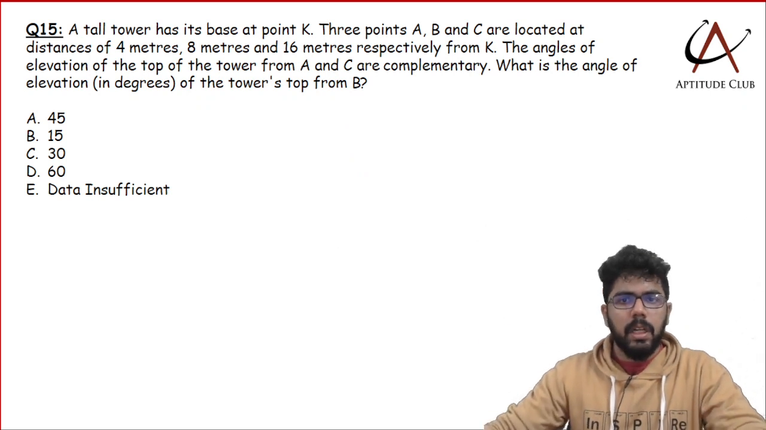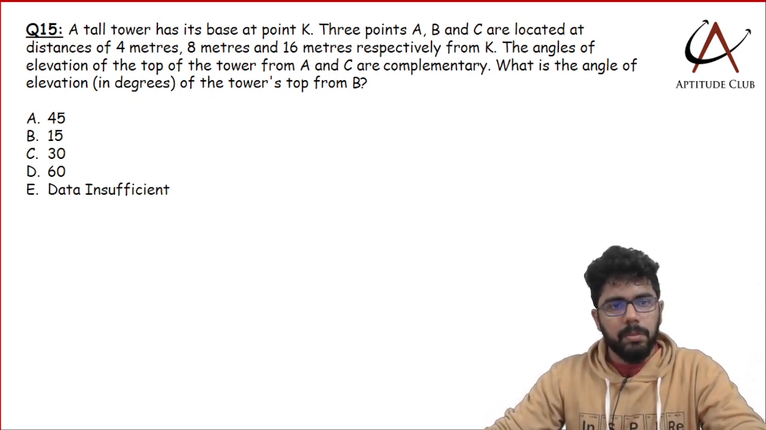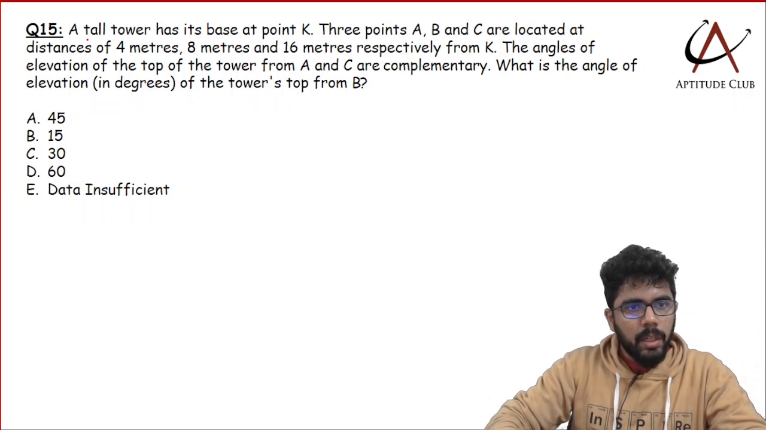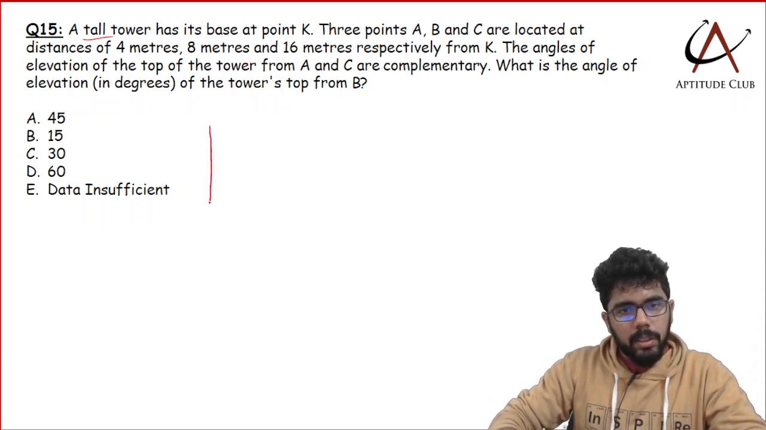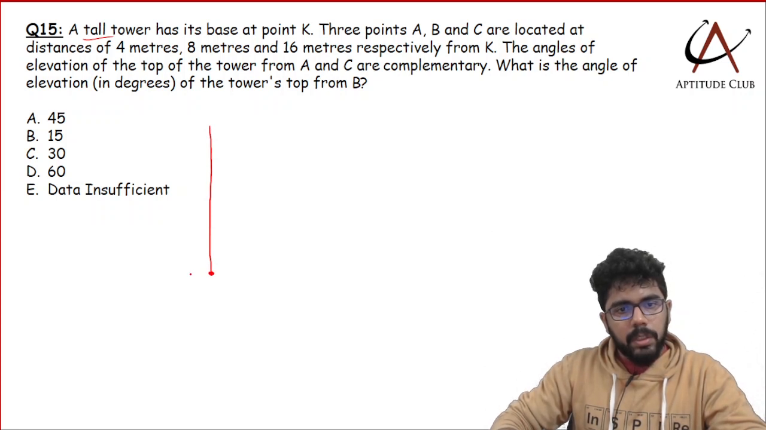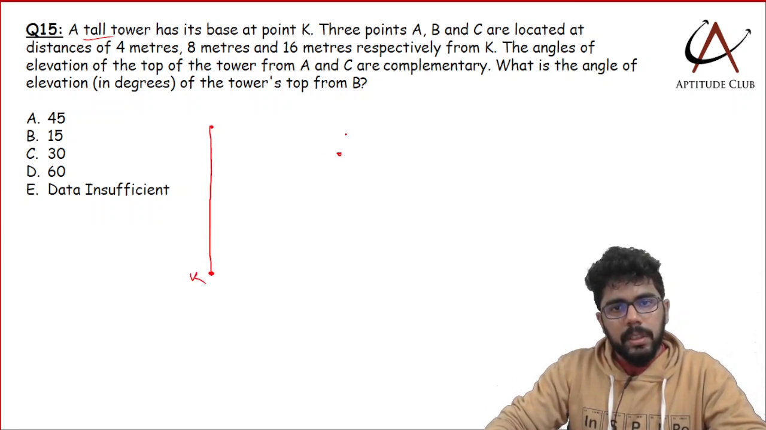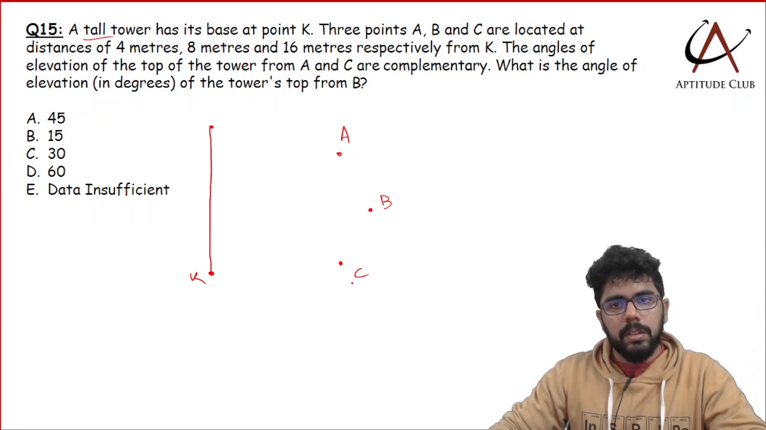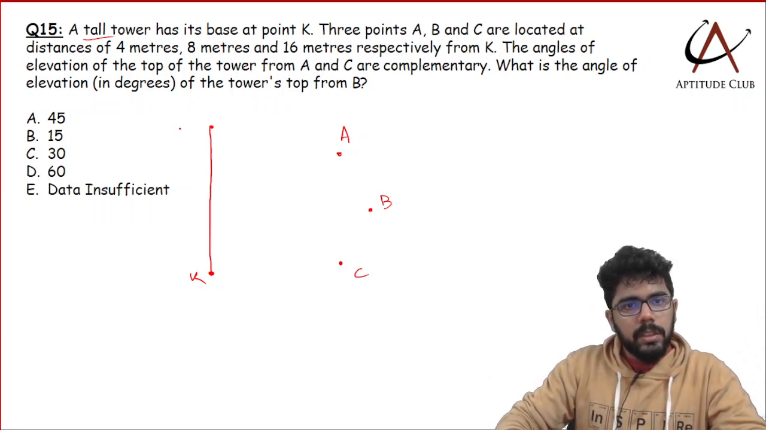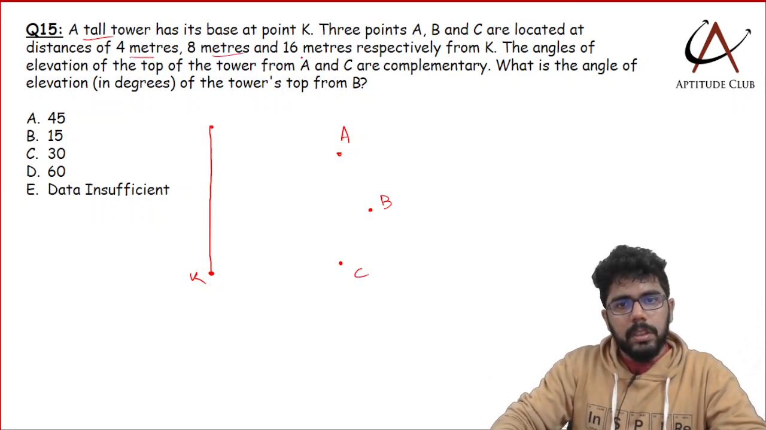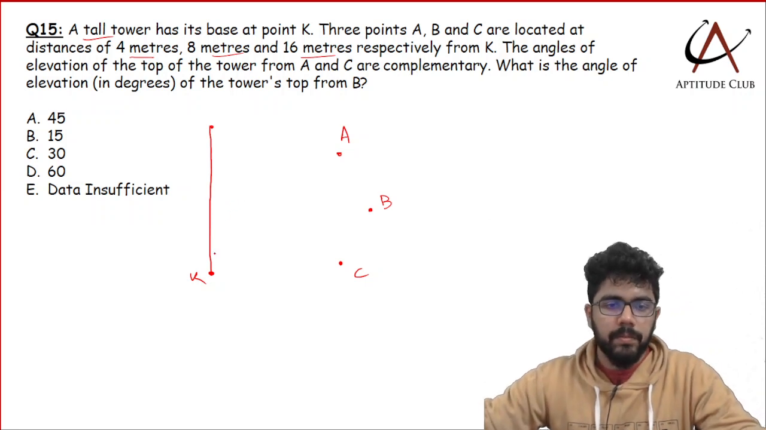Most of the questions are doable here. Now, a tall tower has its base at point K. Height and distance, look ahead. So this is point K. There are 3 points A, B and C. This is A, and there is another point B, and there is another point C, and they are located at distances of 4 meters, 8 meters and 16 meters respectively from K.